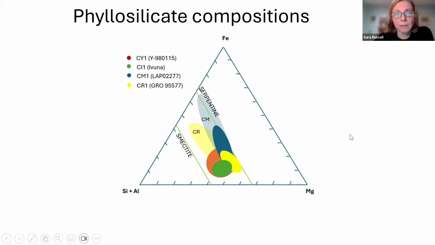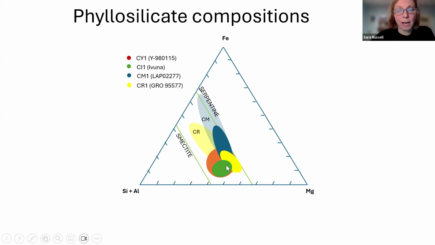I haven't yet talked about the composition of the phyllosilicate that we've been talking about. So this is a plot of iron, silicon, aluminium, magnesium to show the composition of the phyllosilicates. And marked here also are the lines for smectite and serpentine, two of the main phyllosilicates that we observe in these chondrites. So here the CMs and the CRs, the area in which the whole group plots is shown as a kind of ghost, with the area of the type 1 material as a solid circle or blob.